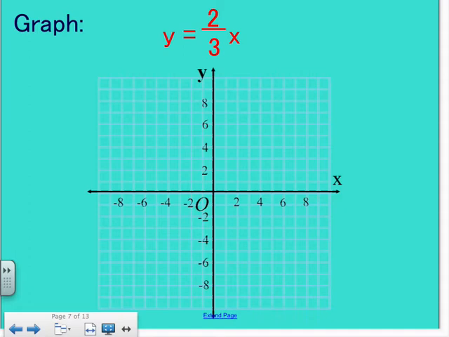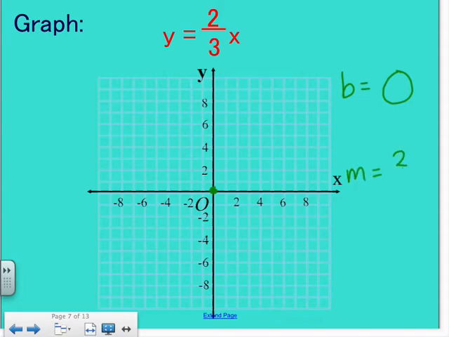It's a little tricky, but see if you can pick it up, and then hit play to check your work. All right, so your b for this one, well, there's nothing there, right? There's nothing being added or subtracted to x, so that means my b is 0. That means my starting point is the origin, okay? So hopefully you figured that out.